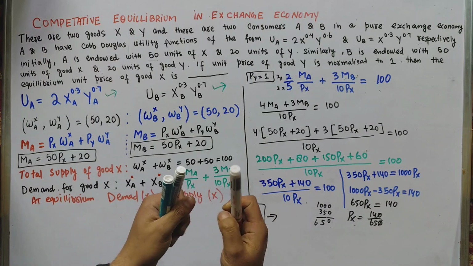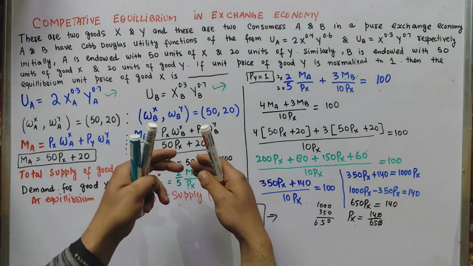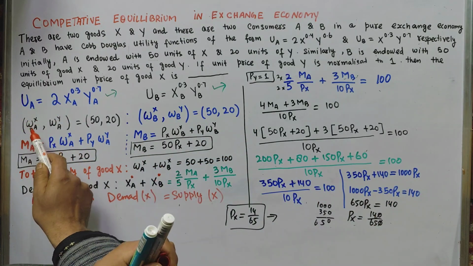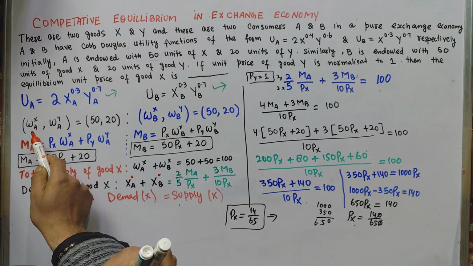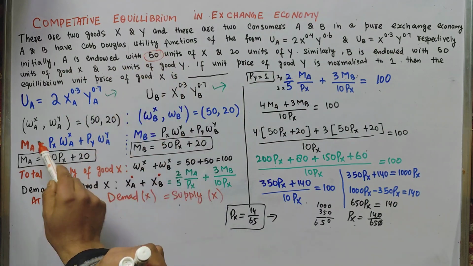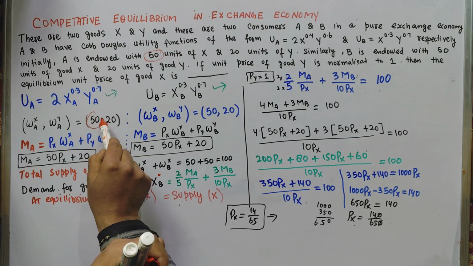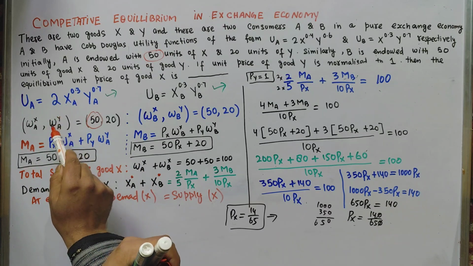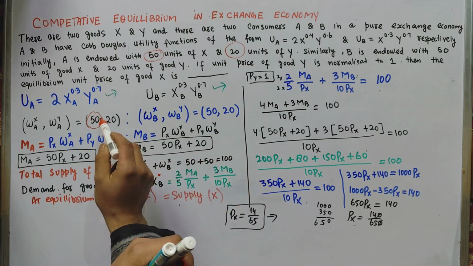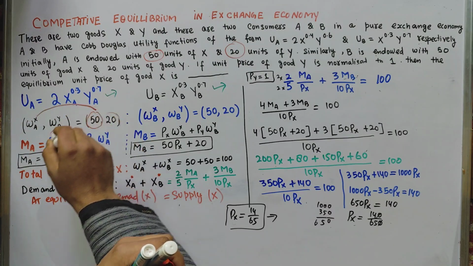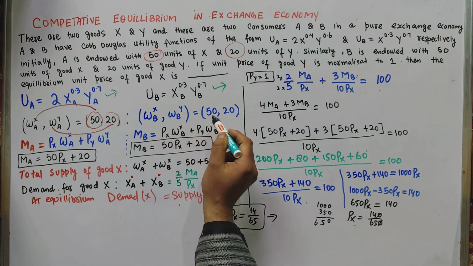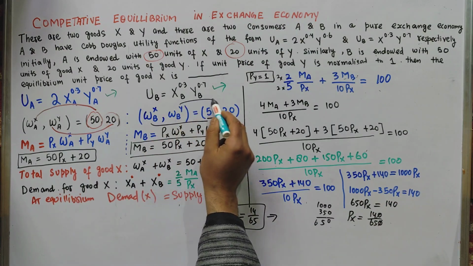Now first step will be to find out the initial endowments of each consumer. Here WAX means the units of good X endowed to person A, and we are being told that person A is endowed with 50 units of good X, so WAX is 50. Similarly, WAY means units of good Y endowed to person A, and we are being told he is endowed with 20 units of Y. Similarly, consumer B is endowed with 50 units of good X and 20 units of good Y.